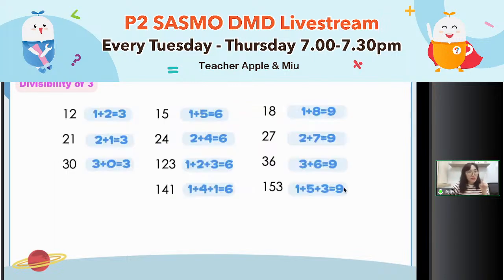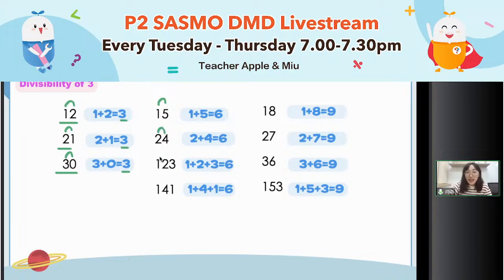Everyone, pay attention. What is the divisibility of 3? So for example, 12, 21, 30, 15, 18, 24, 27. Now everyone you see, for these numbers, if you add all the digits together, like 12, you just add 1 and 2. 21, you just add 2 and 1. 30, you add 3 and 0. So now you see the sum is 3, 3, 3. Move on. 15, 1 plus 5.